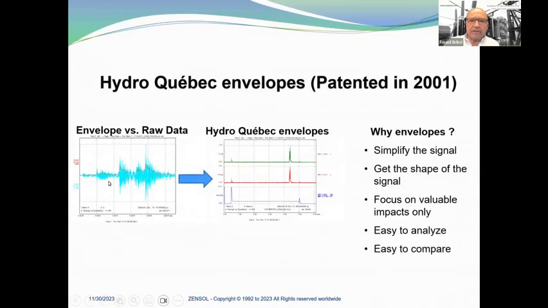So here on the left, you see a typical recording. In blue, you have the raw data, which is a vibroacoustic signal. And in red on top of it, you have the envelope. From this, we extract what we call the high frequency envelope in red and the low frequency in green. And on the bottom here, you have the current envelope.